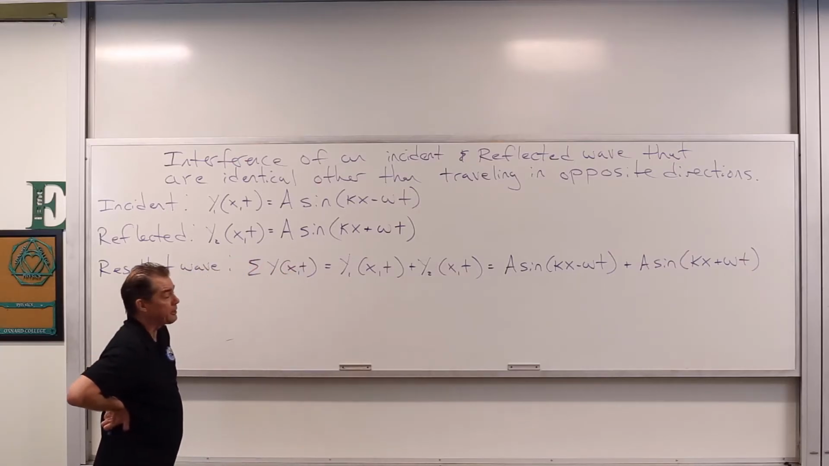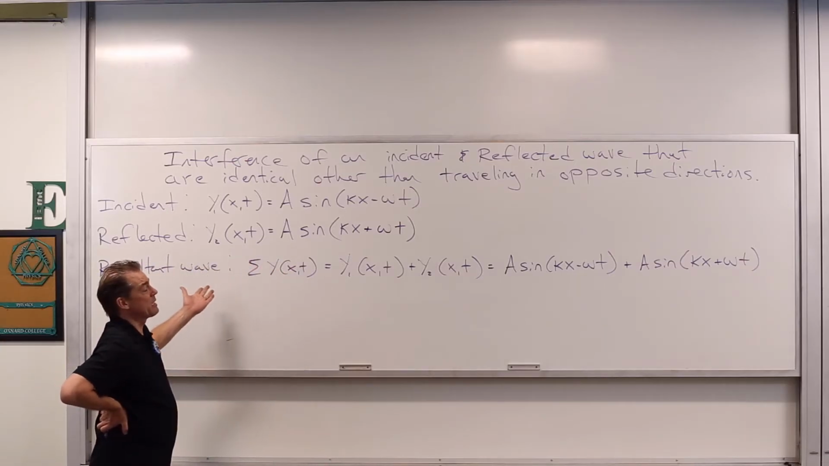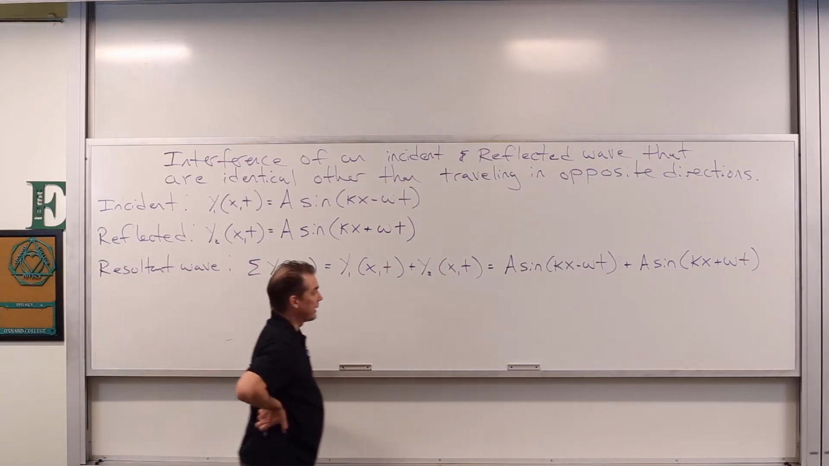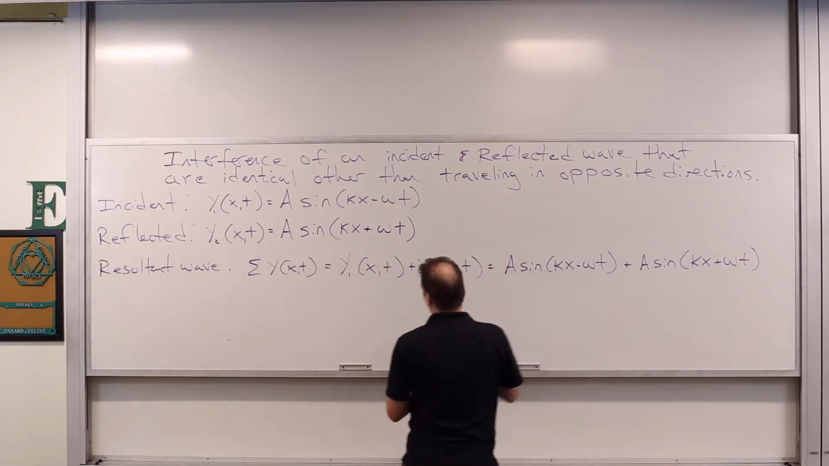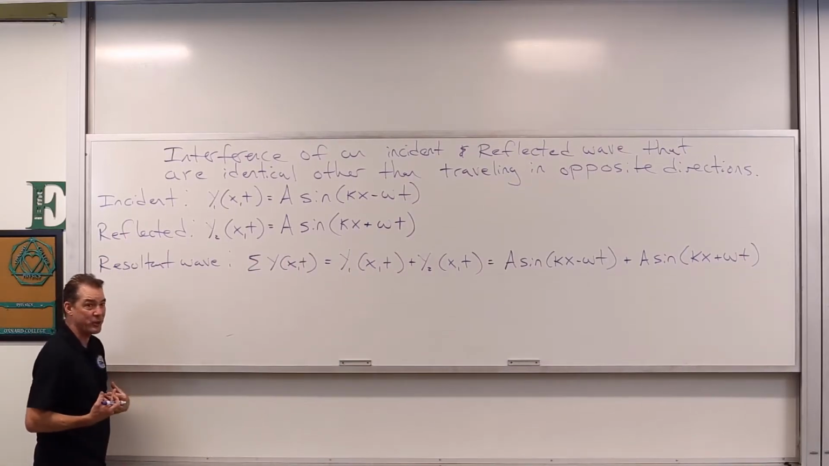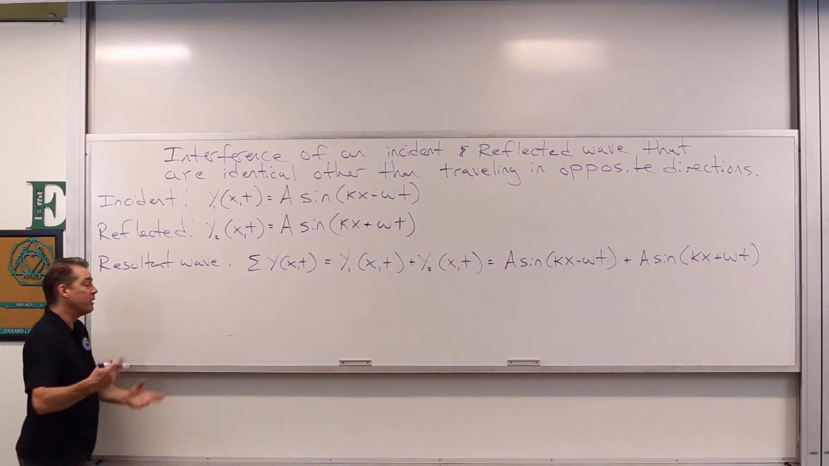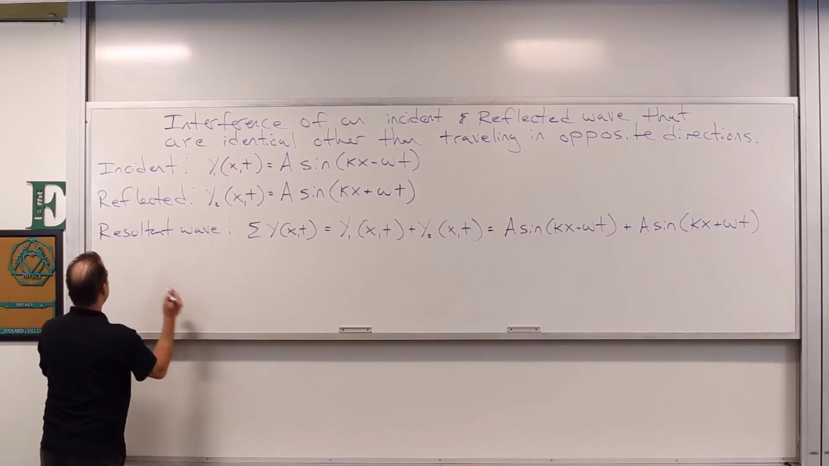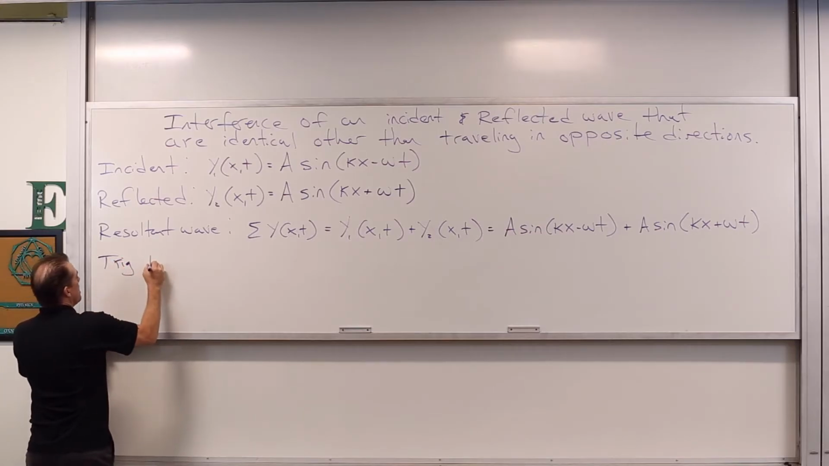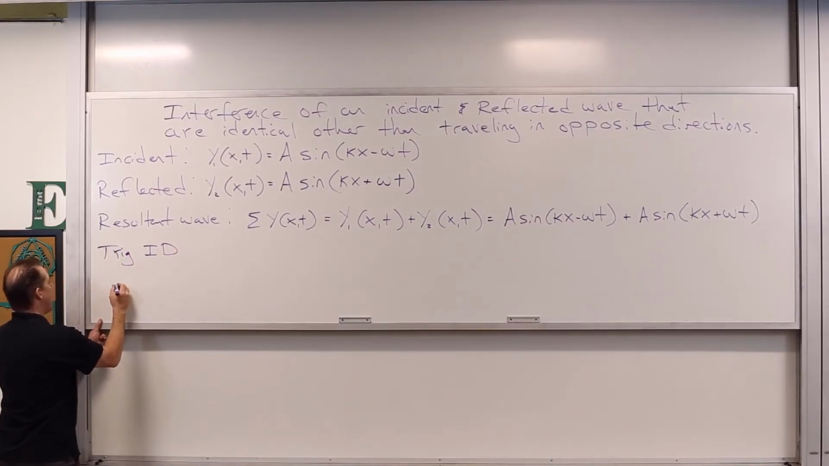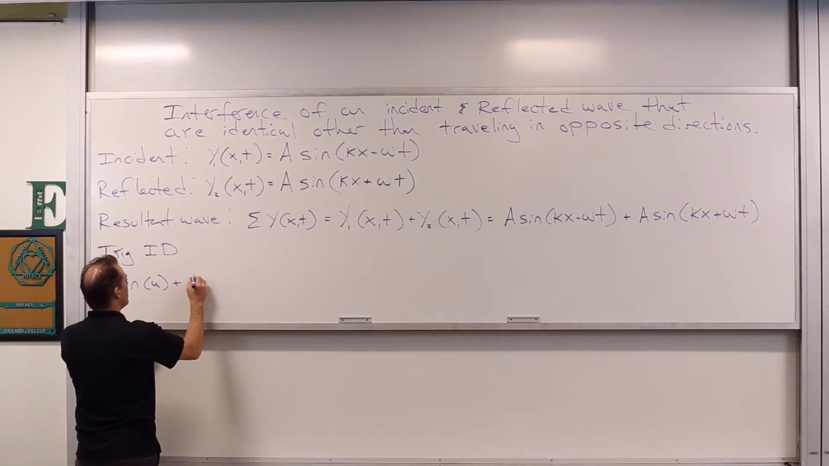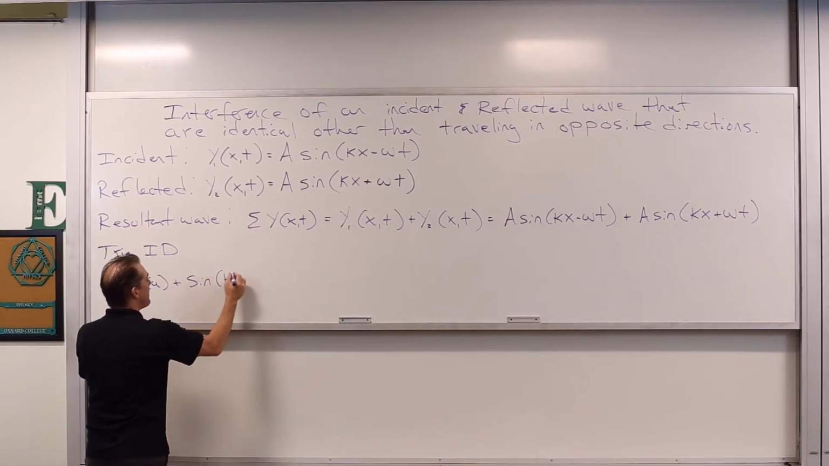All right, so how are we going to add those both together? There's a common factor of A, but we've got the sine of two different things. One has kx minus omega t, one has kx plus omega t. So how are we going to add those? Well, there has to be some nice trigonometric identities that we could utilize. So this is what we're going to do. We're going to break out a trig ID. You have to look it up, but there's one out there, and it says this.